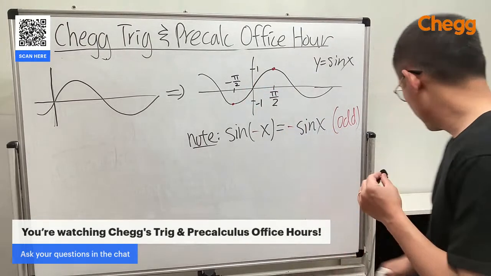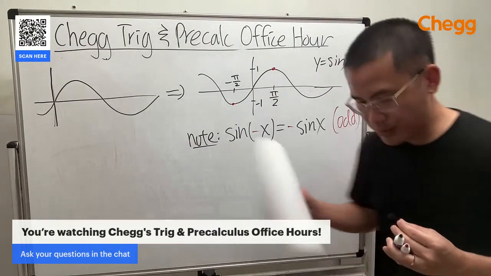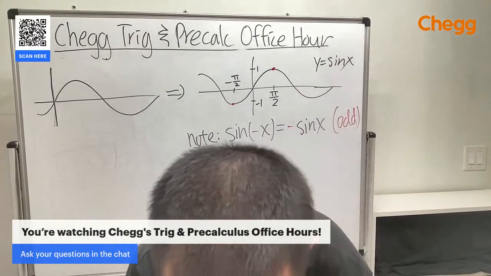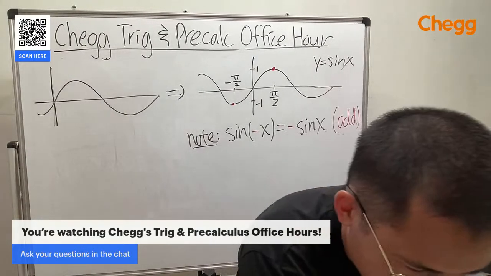So imagine, I'm going to get a piece of paper real quick. I'm going to use a piece of paper real quick. I will do this for you. So just give me a sec. I'm going to rotate this for you.